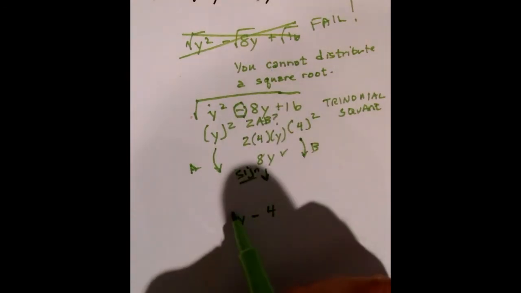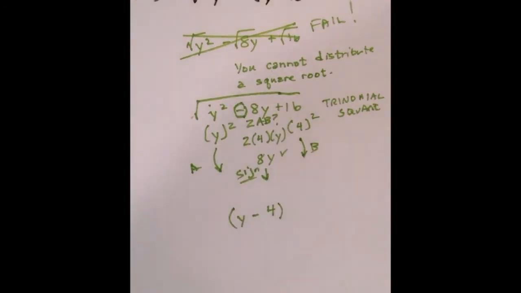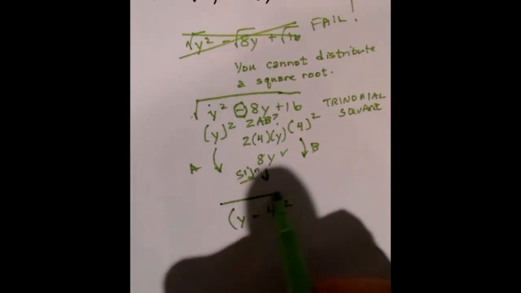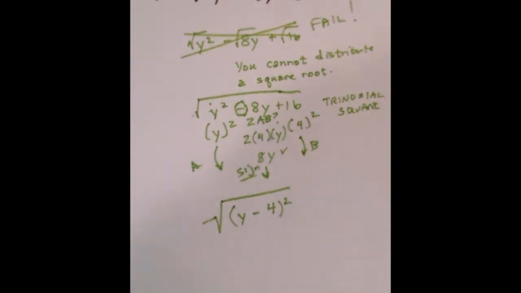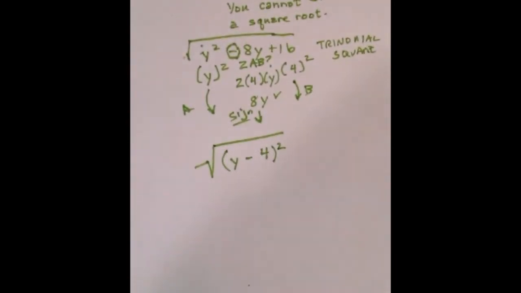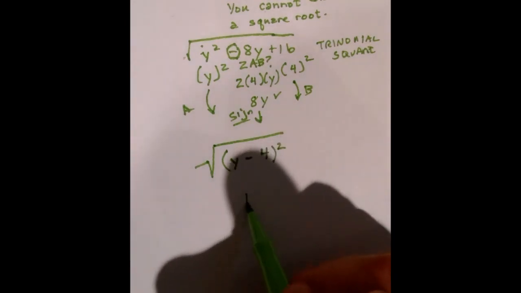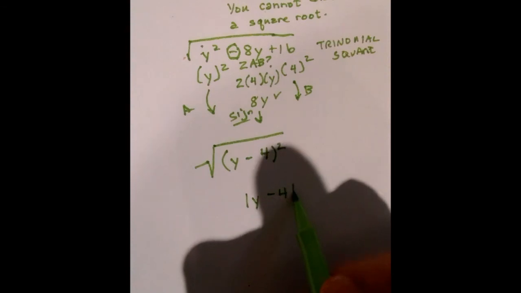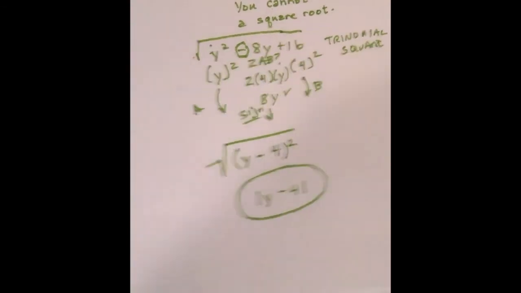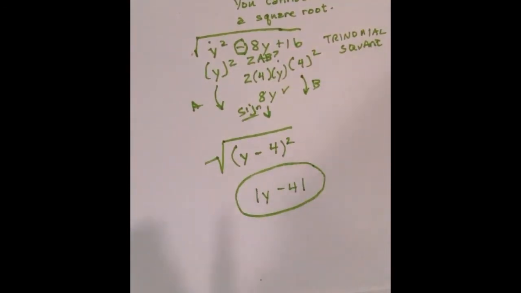So this is equal to y minus 4 squared, which is equal to the square root of y minus 4 squared, which is equal to the absolute value of y minus 4. Has your mind been blown? Blown mind? That's why I saved it for last. So, wipe your brains off the computer screen, and good luck.